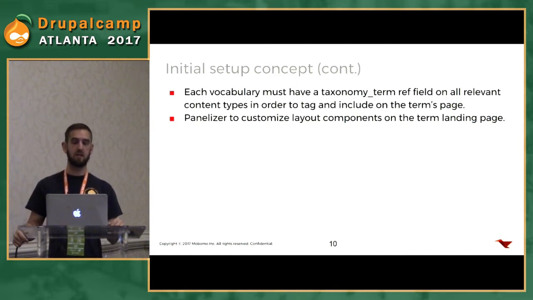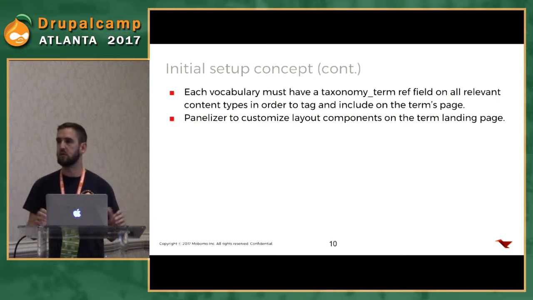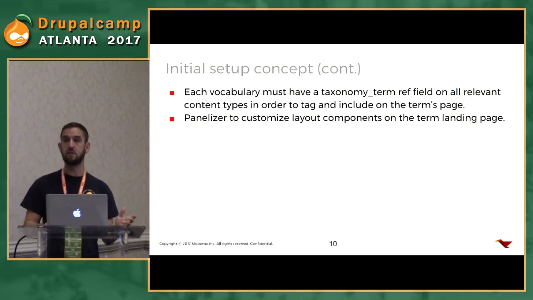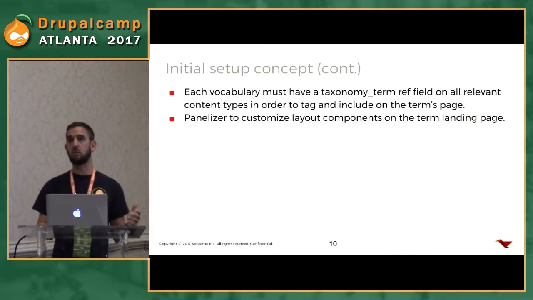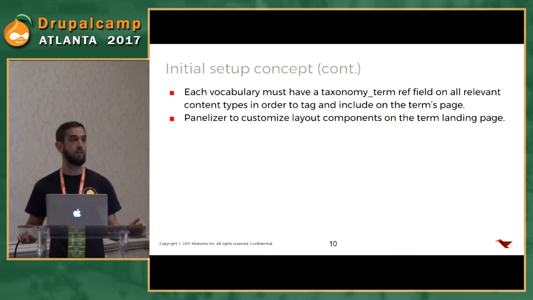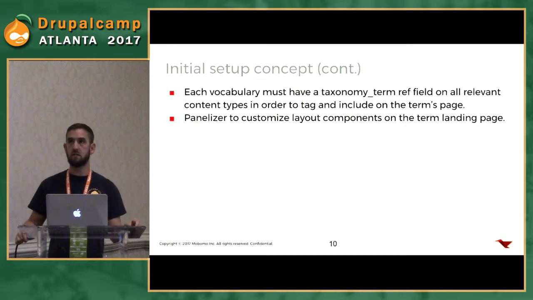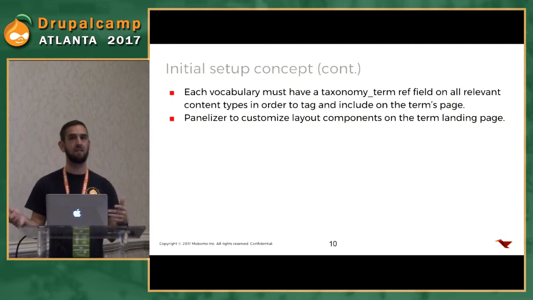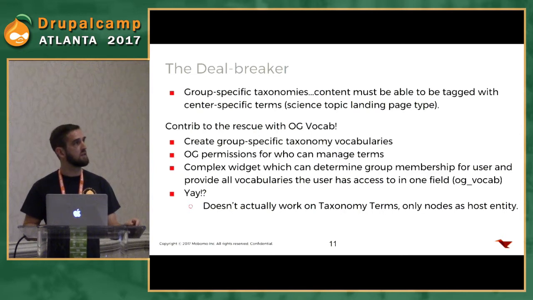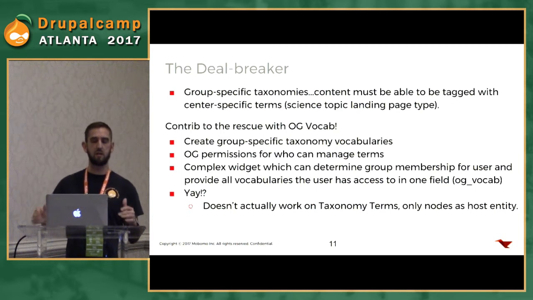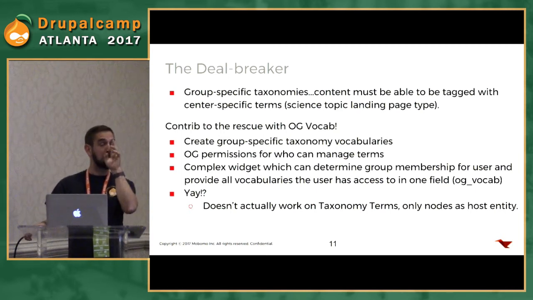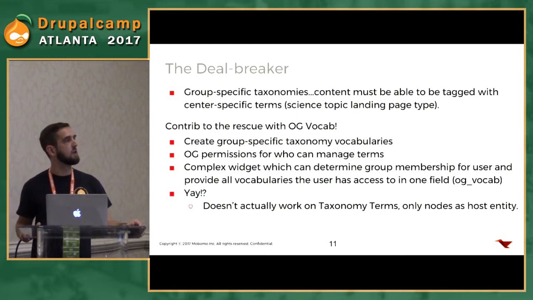Panelizer to custom content. So Panelizer is just used to handle the layout on the term page. So theoretically, we're dealing with taxonomy terms that are groups. I mean, it sounds fairly straightforward: hey, OG lets me flag entities, including taxonomy terms, as groups. So why wouldn't the term itself be the group, right? So this is where it all kind of went to pot, was this group-specific taxonomy. So we started trying to implement this, and OG vocab kind of blew it for us, unfortunately.